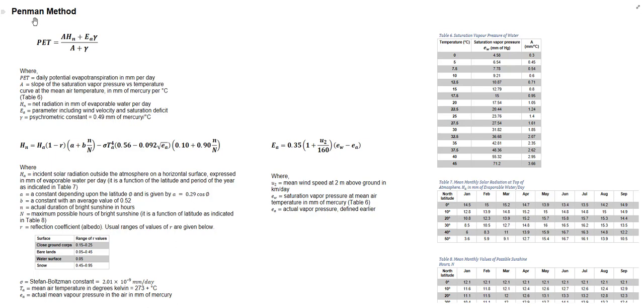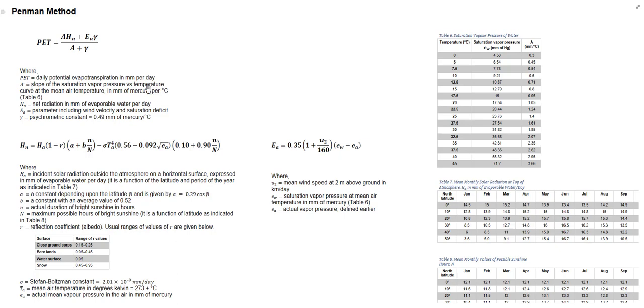In this video, we are going to talk about Penman method. Our learning outcome is to determine the daily potential evapotranspiration, and this is the formula on how to determine or calculate our potential evapotranspiration, which is represented by PET. And this is equal to A times H sub n plus E sub A times gamma over A plus gamma.